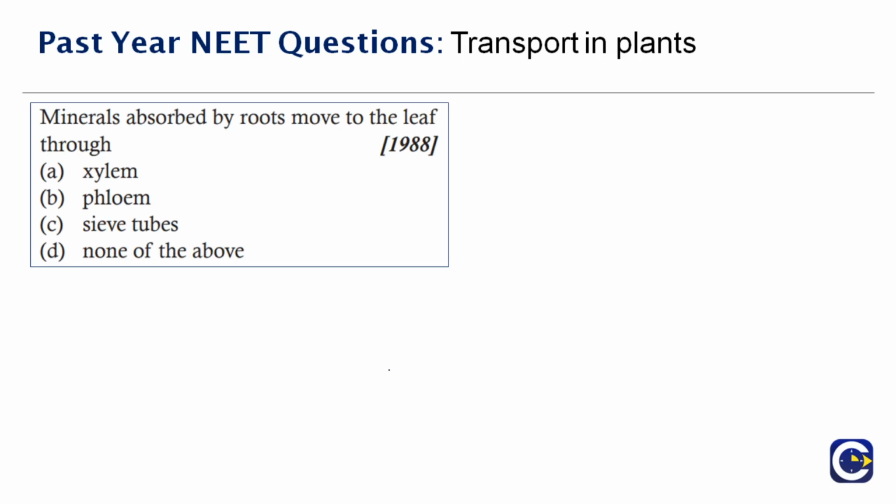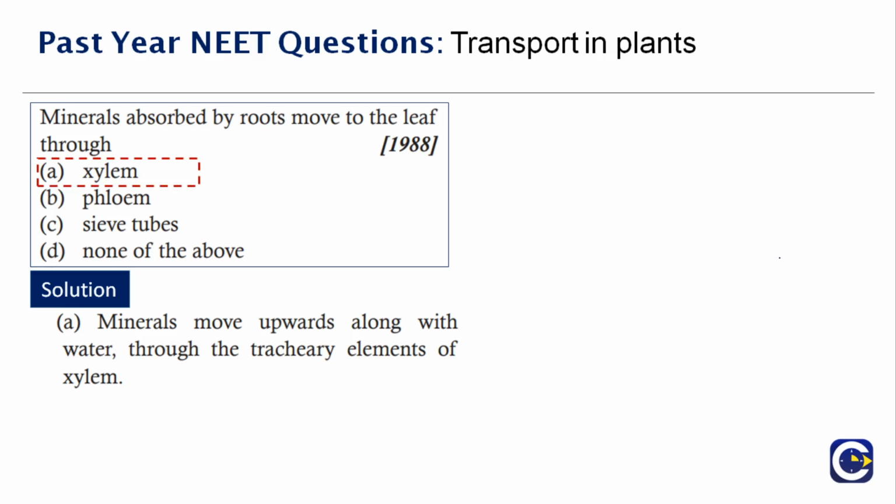Next question, this question was asked in the year 1988. Minerals absorbed by roots move to the leaf through dash. So this is an easy question for you. I already gave you a hint that xylem will transport water and minerals. Therefore, the correct answer to this question is xylem. And you all know xylem and phloem is a system which is present in vascular plants. They are not present in non-vascular plants. So always remember, it is water and minerals which get absorbed by the roots and which move from root to leaf through the help of xylem. Okay, option A is the answer.